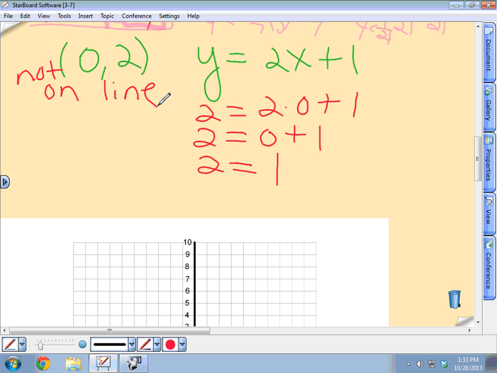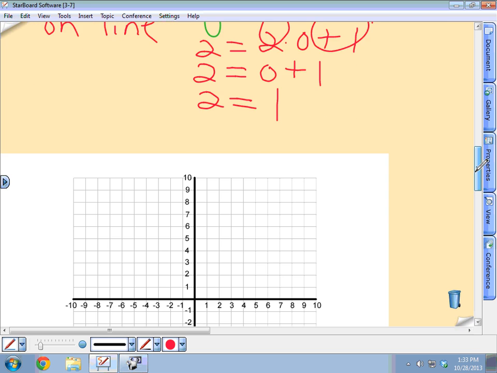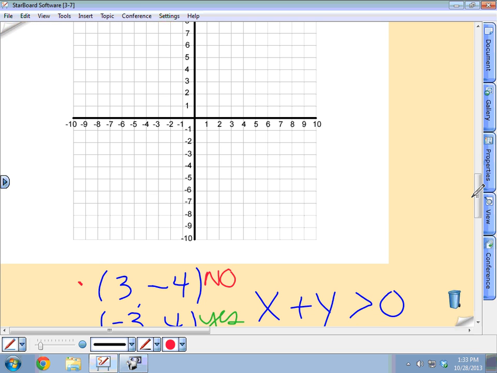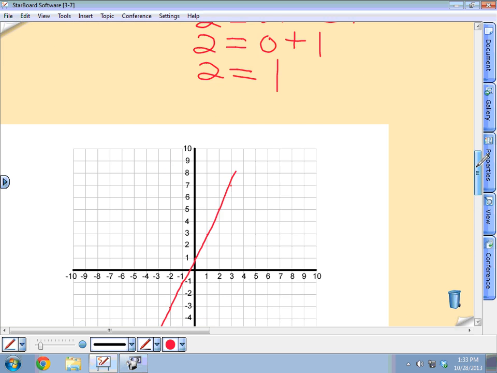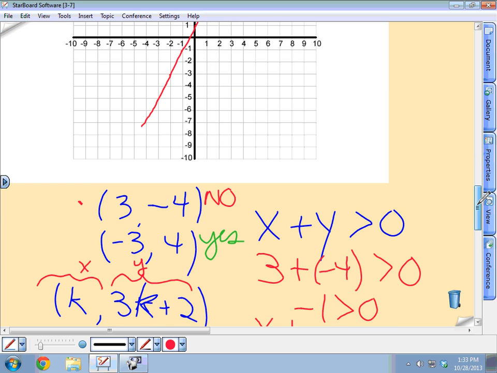Well, let's find where the line is. Notice, it's already in slope-intercept form. So that tells you that you have a slope of 2 and a y-intercept of 1. Okay, so you have a y-intercept of 1 and a slope of 2, which means you're going to rise 2 for every run over. So this is sort of my line here. And, I'm sorry, my point was 0, 2.